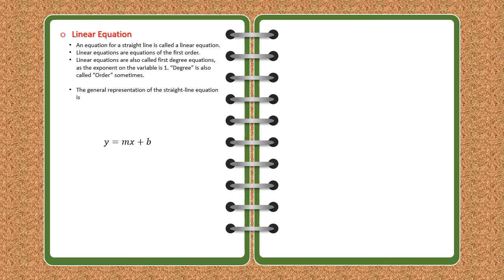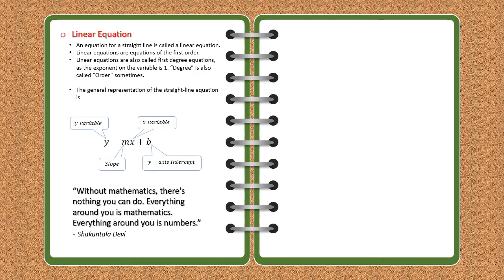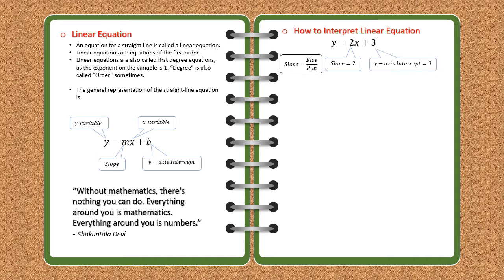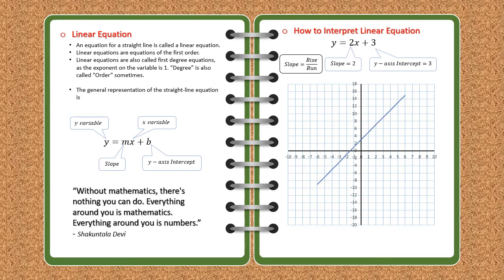This equation can be represented by y equals mx plus b, where y and x are the variables, m represents the slope, and b represents the y-axis intercept. Example: y equals 2x plus 3. 2 here represents the slope, and 3 represents the y-axis intercept. Let's draw this one. This is how this equation looks.